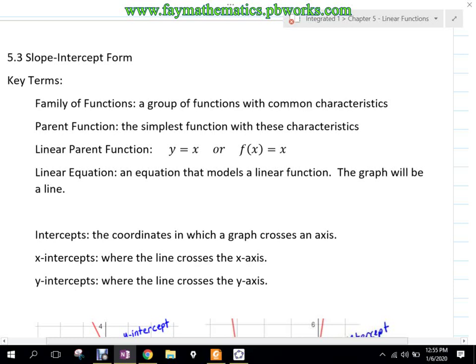Okay, we won't talk about parabolas for a while. So we're mostly going to talk about a linear parent function. Okay, and it's y equals x. Okay, so y equals x is a function that passes the vertical line test. Every x value has one and only one y value.